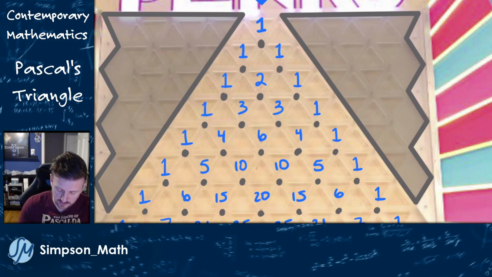That's interesting. So if we look at this third row, there's 3 total ways to get here. So I'm going to the left twice, once to the right. Let me start over. It is in total left 2 times, right once.